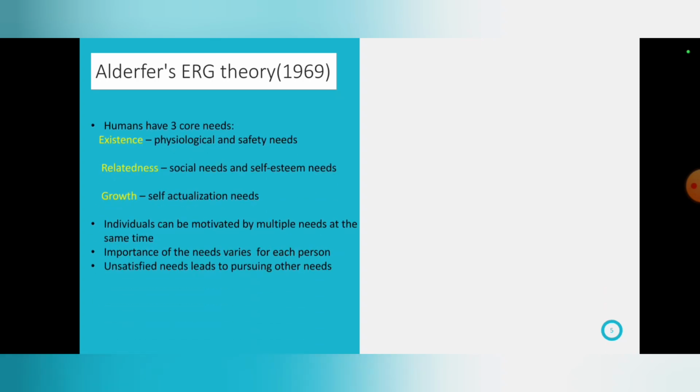We then move on to Alderfer's ERG theory, 1969. You might be wondering why ERG. So the E stands for existence, the R stands for relatedness, and the G stands for growth. Now, Alderfer's theory stems from Abraham Maslow's theory. This is an upgrade of Abraham Maslow's theory. He actually studied Abraham Maslow's theory, and based on the shortcomings that he found in that theory, he was able to improve it.